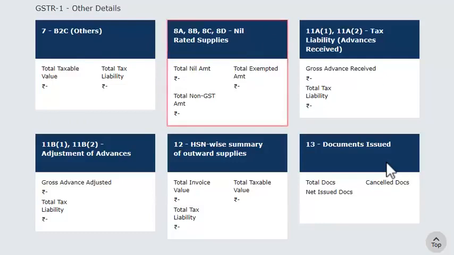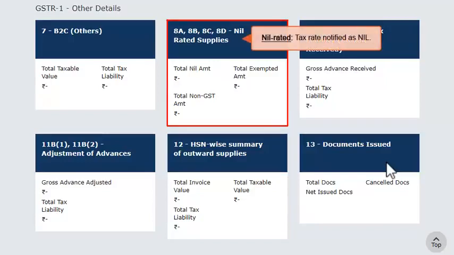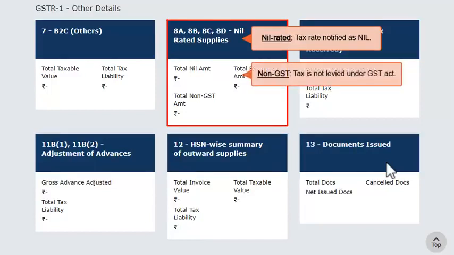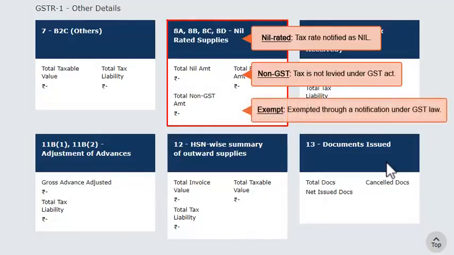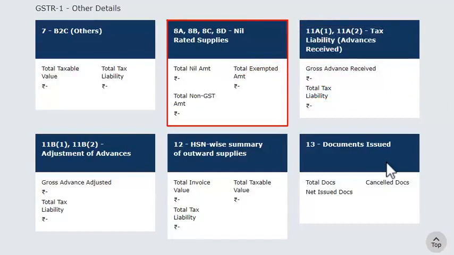GST has provisions for declaring nil-rated, non-GST and other exempt supplies. Nil-rated are those supplies for which the tax rate has been notified as nil. Non-GST are those supplies on which the tax is not levied under the GST Act, such as for supply of wine, beer, land, etc. Whereas other exempt supplies are those supplies which have been exempted through a notification under the GST law. While all these supplies carry a zero rate of tax, all these supplies must be captured separately in GSTR1. Click the nil rated supplies block to open its field as shown.